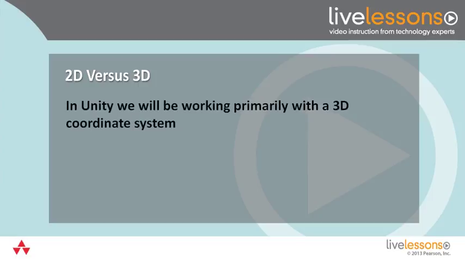In Unity, we will be working primarily with a 3D coordinate system. Now, the thing to know about 3D is we're all familiar with X and Y, left, right, up, down, but Z is directly towards the player. So if I move along the Z axis, I will be either moving away from the player or towards the player, and that's what gives us our 3 dimensions.